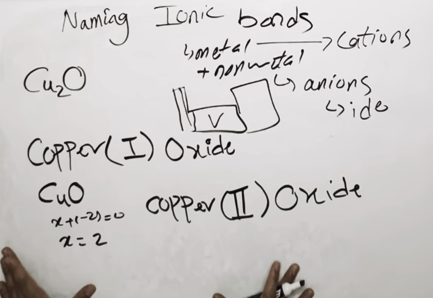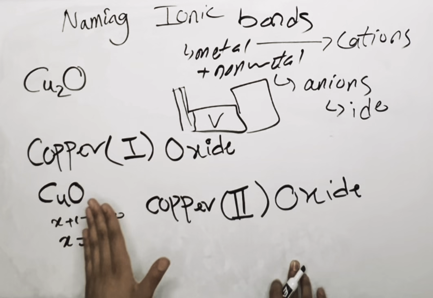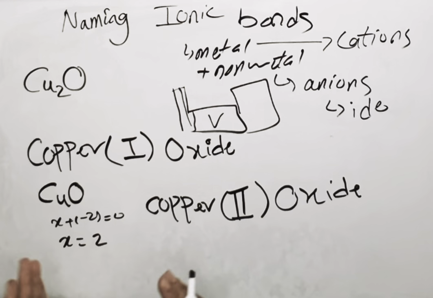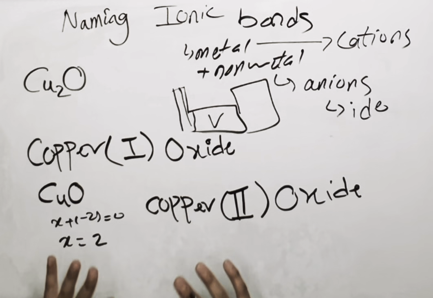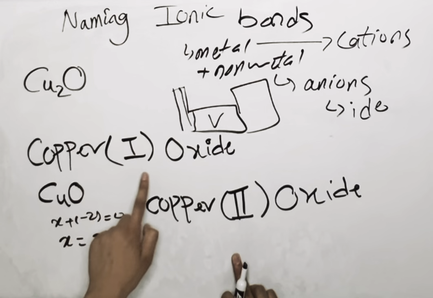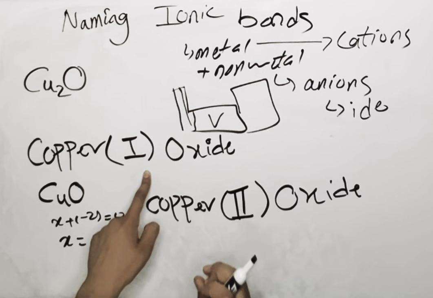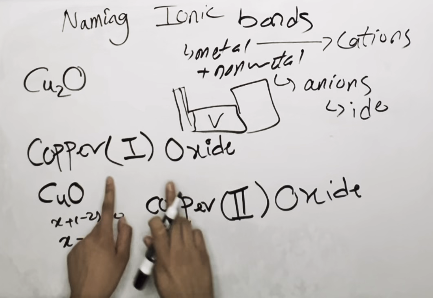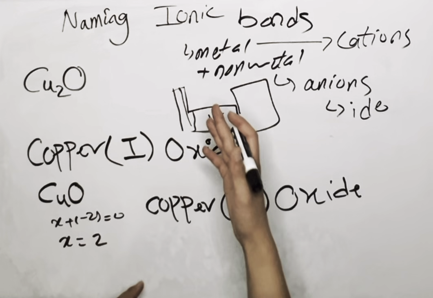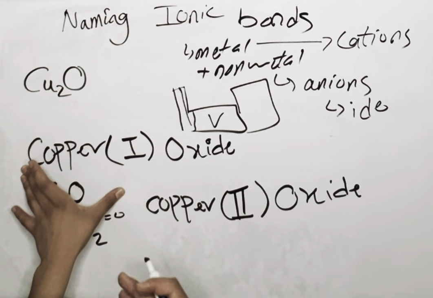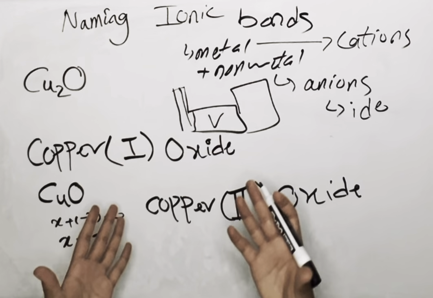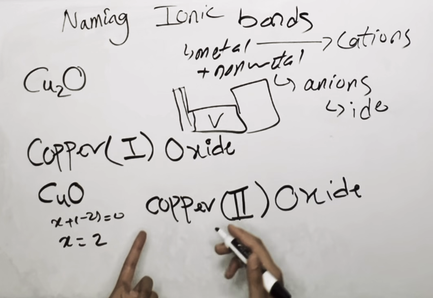Now, to sum everything up, when you're trying to name an ionic bond, you have to make sure that you have a metal and a non-metal. After you figure that out, you have to look at the metal and see if it's a transition metal. If it's a transition metal, you're just going to write down the charge of that transition metal in the middle and then write down the anion. However, if it's just a metal, you're just going to write down the name of the metal and then the name of the anion or our non-metal with IDE at the end of the name.